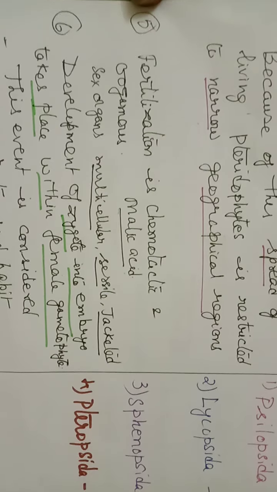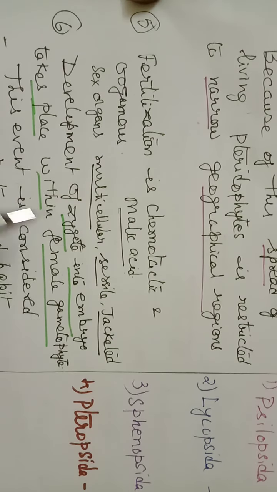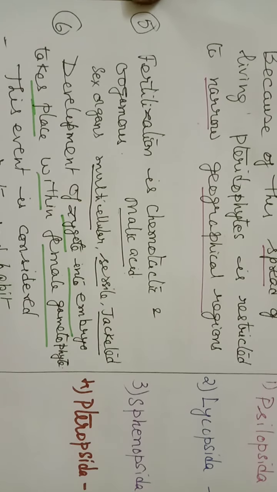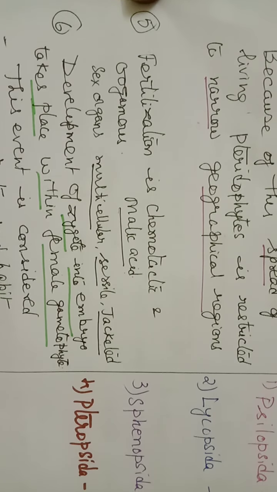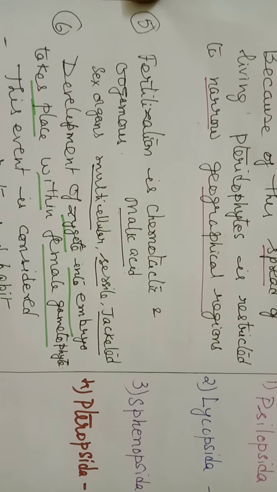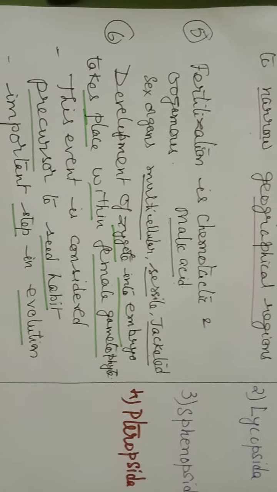In the case of bryophytes, we discussed the same point. Here they have a stalk. Multicellular, jacketed is the same, but a stalk is present in the sex organs of bryophytes, and here they are sessile, that is, they are without any stalk.